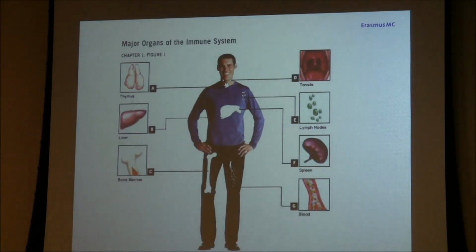So, what about the immune system? The major organs of the immune system are depicted on this slide. There are various organs that are able to produce immune cells or can be a storage for immune cells.